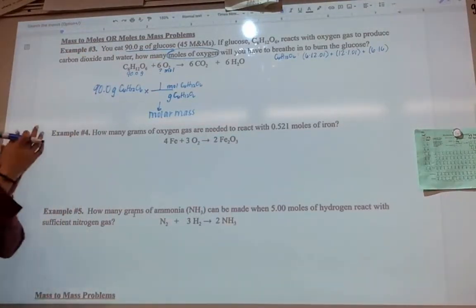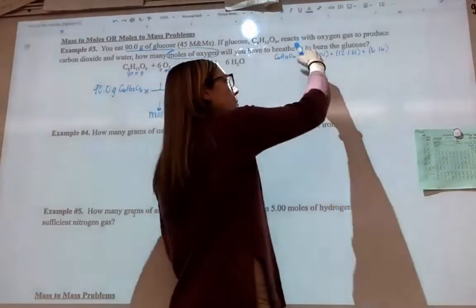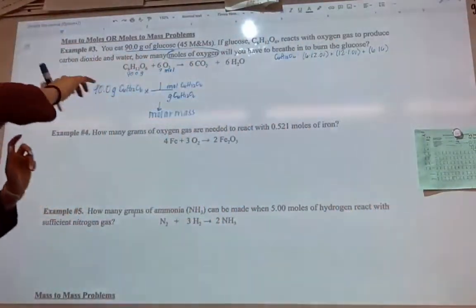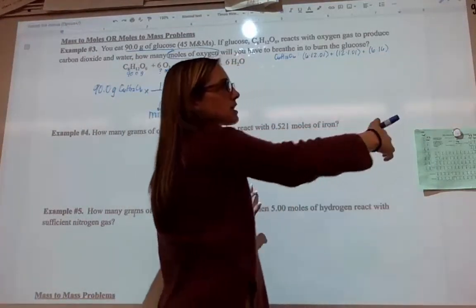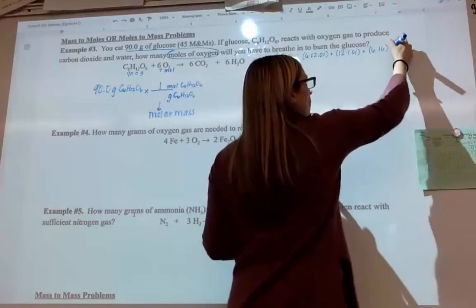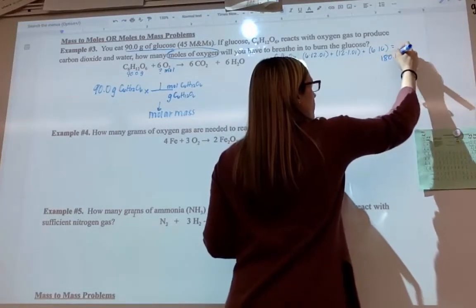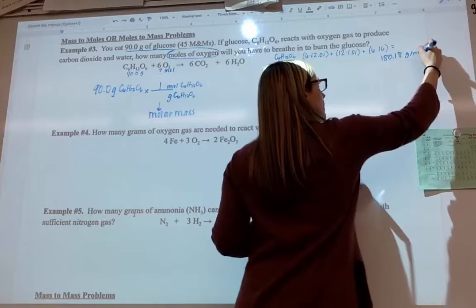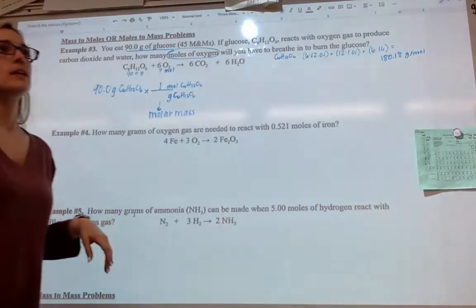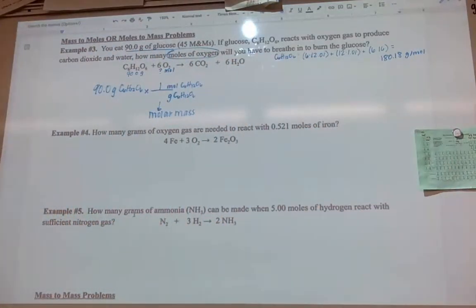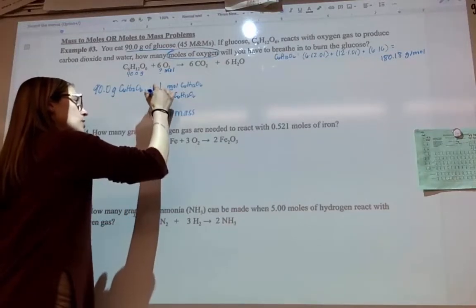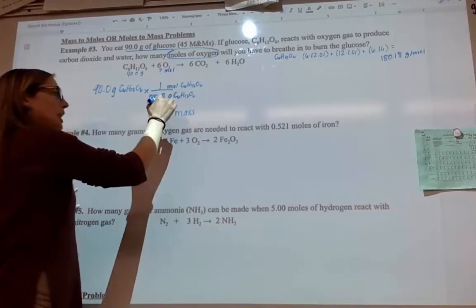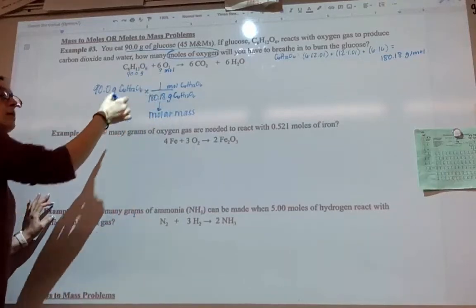So in my calculator, I put them all in parentheses. So I did parentheses 6 times 12.01, closed the parenthesis, plus 12 times 1.01, close the parenthesis, plus 6 times 16. And when I did that, I got 180.18 grams per mole. That is the molar mass of glucose. Again, molar mass is grams per mole. So that means there are 180.18 grams in 1 mole.